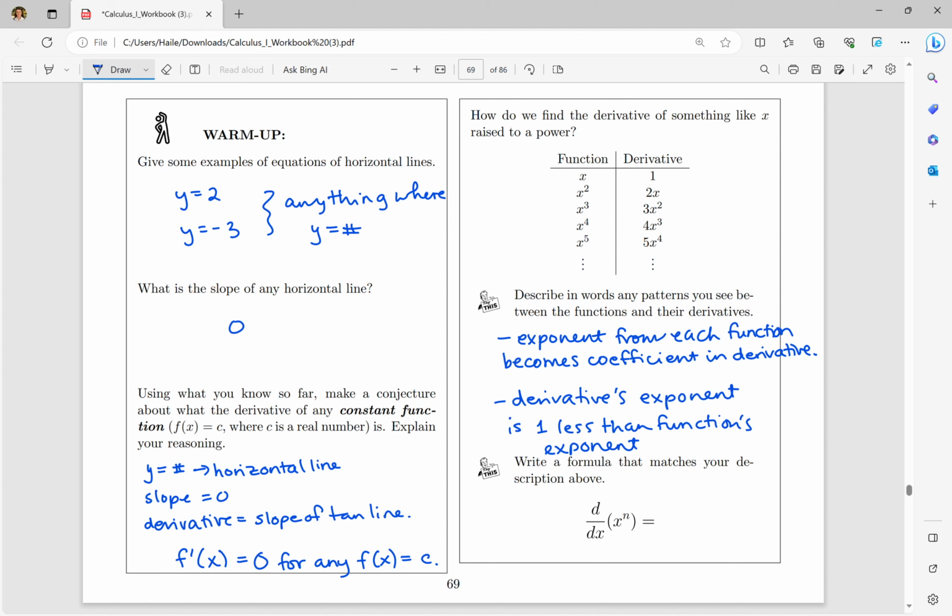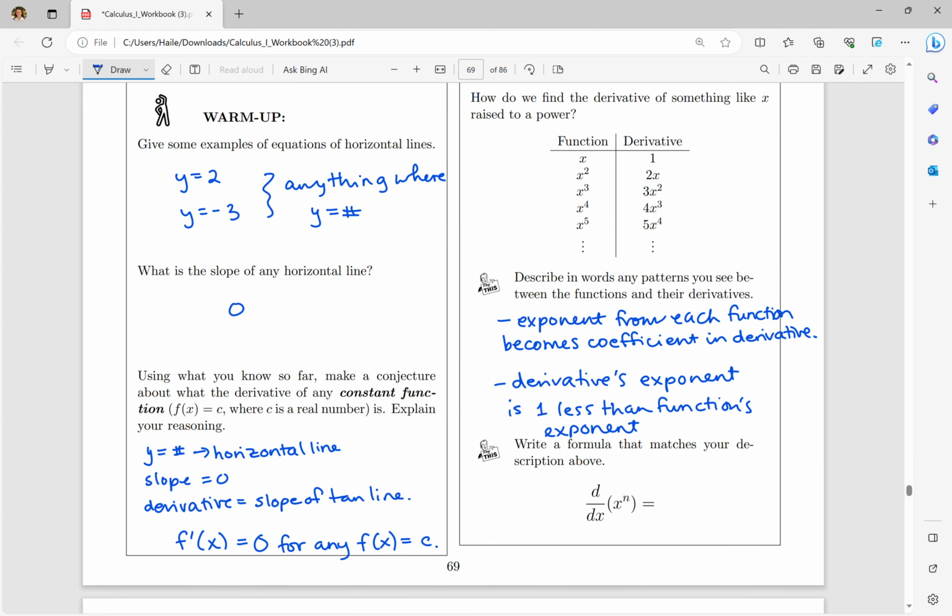So let's see if we can sum this up in a mathematical formula. What we're saying here is the derivative of some x raised to some power n is going to be something where the power is 1 less, so we take 1 away from the exponent, but we also said that the old exponent becomes the coefficient. So the formula might look something like this: n times x to the n minus 1.